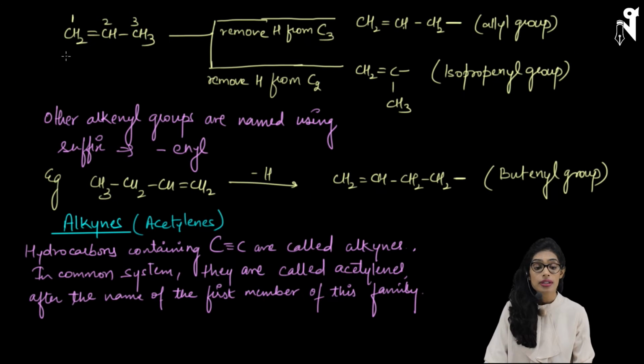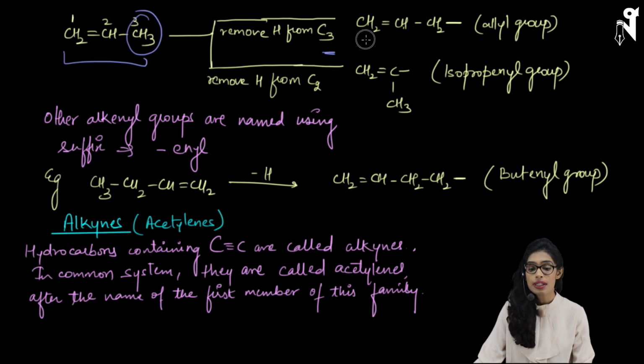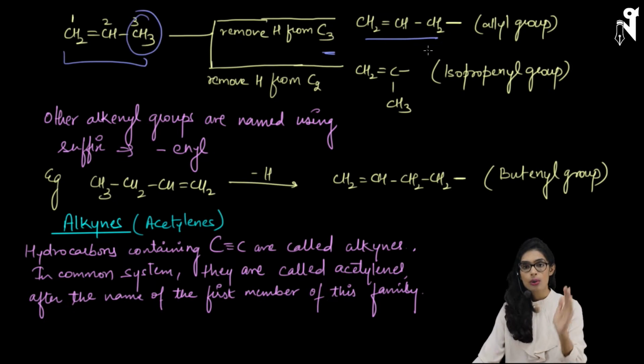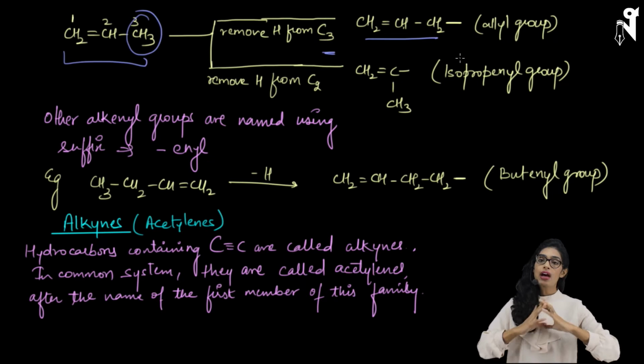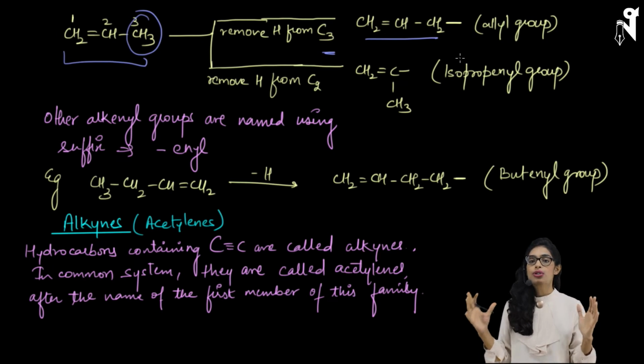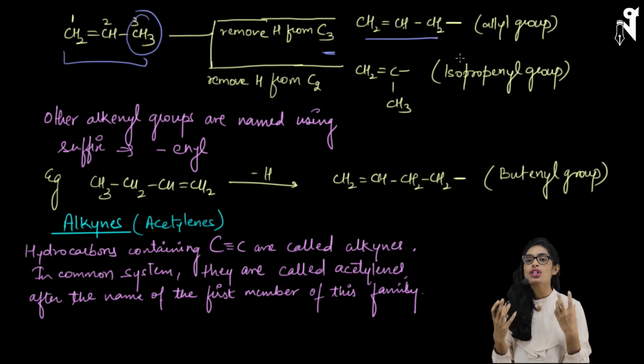Similarly, I have taken this compound and I have removed the hydrogen from the third carbon. So this third carbon will become CH2 double bond CH CH2. This also I had just shown you in the example. This group also has a specific name. Now here we can have multiple different types of structures, but I have just chosen the few which you will be learning going forward also, which have some common names and very widely used names.